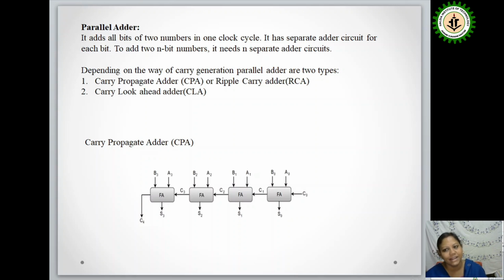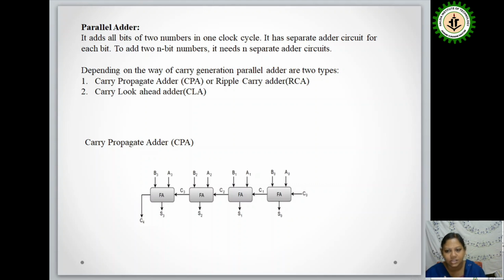So it has a separate adder circuit for each bit. One clock cycle for n numbers, with a separate adder circuit for each bit. So every bit requires one circuit to add. To add n bits, it requires n separate adder circuits.